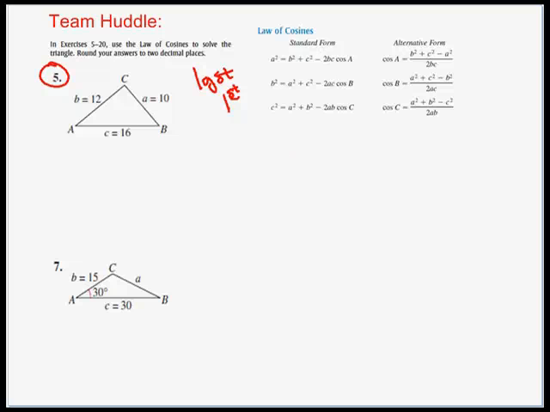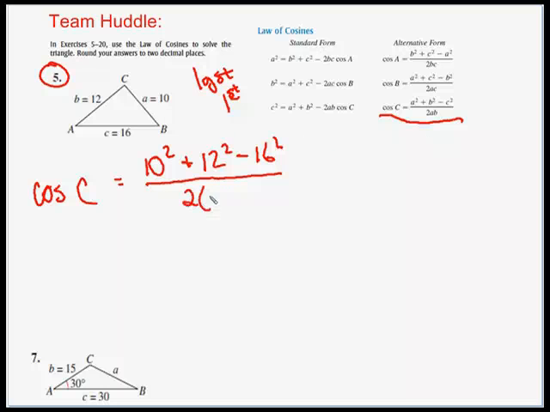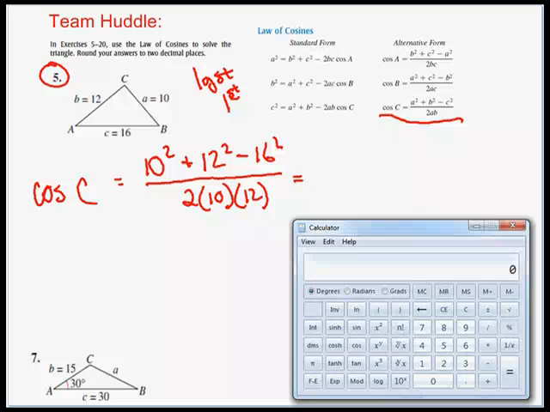Alrighty, let's work on number 5. And of course we want to go for the largest first. Here side C is the biggest, so we're going to go after angle C. So we're going to use this alternate form of the law of cosines. So the cos of C is equal to a squared plus b squared minus c squared, all divided by 2 times a times b.